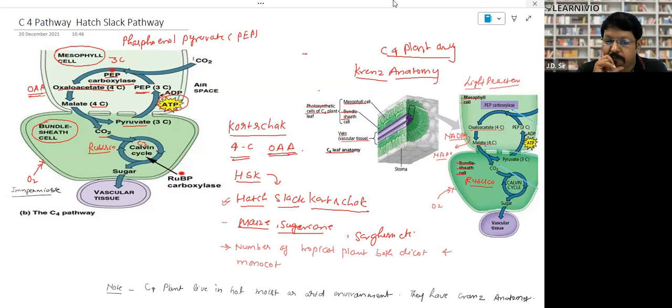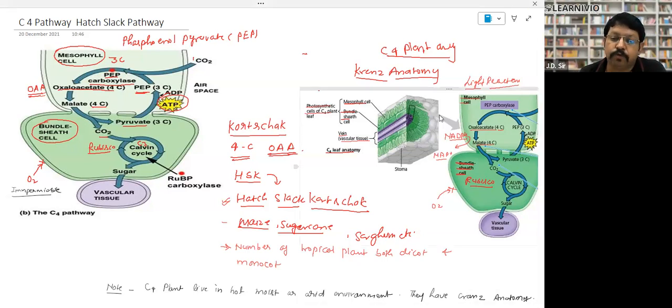I want to hear from both of you, Martin as well as Elam, because this is a very important topic. That's why I am asking again and again. Martin, first you tell. Is everything clear? Yes, sir. Okay. Elam, is that clear? If someday I ask you to tell me the C4 cycle, C3 cycle, will you be able to? Yes, sir. Very good. Excellent.